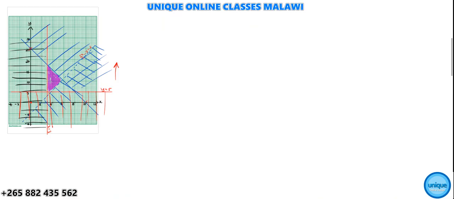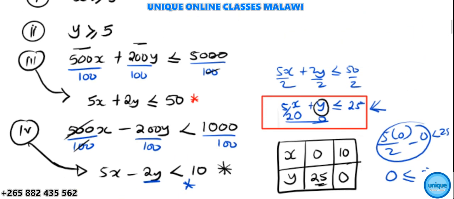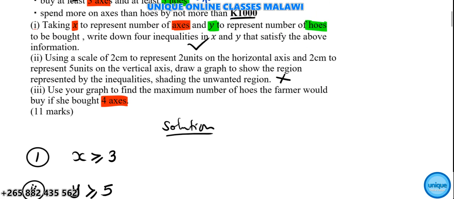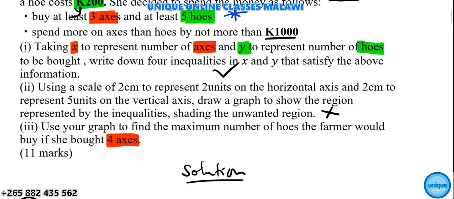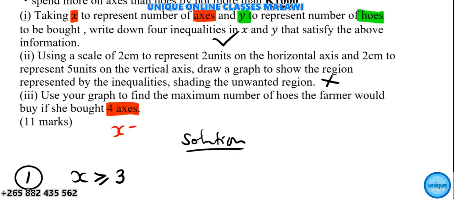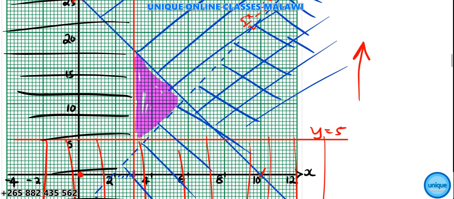Now, take a figure above. Next thing, we can now answer the other question. We should find, use your graph to find the maximum number of holes a farmer would buy if he bought 4 axes. The axes should be the x axis, represented by x. So when x is equal to 4, what would be the value for y? We're going to take our graph here.